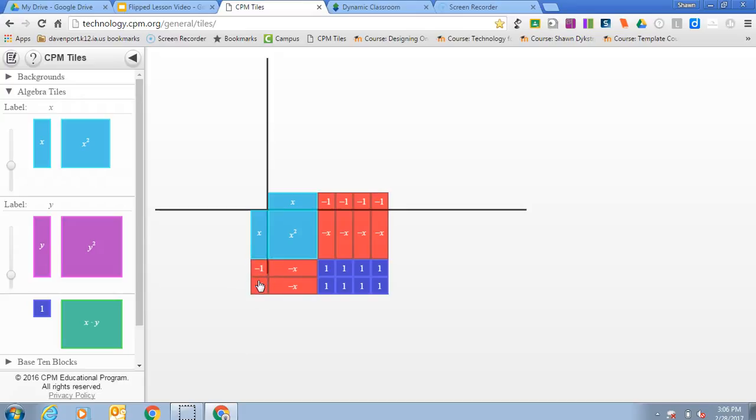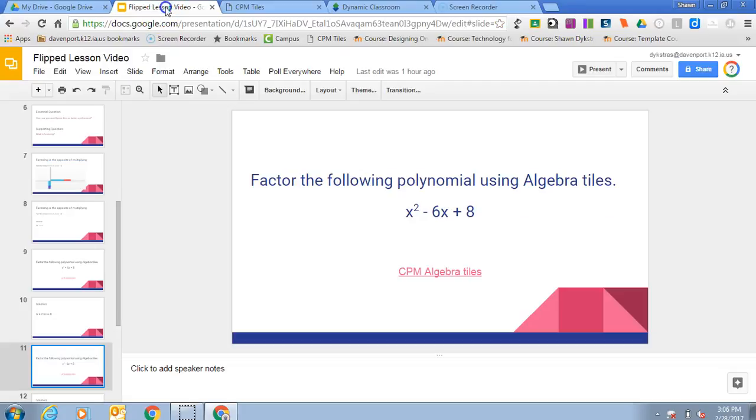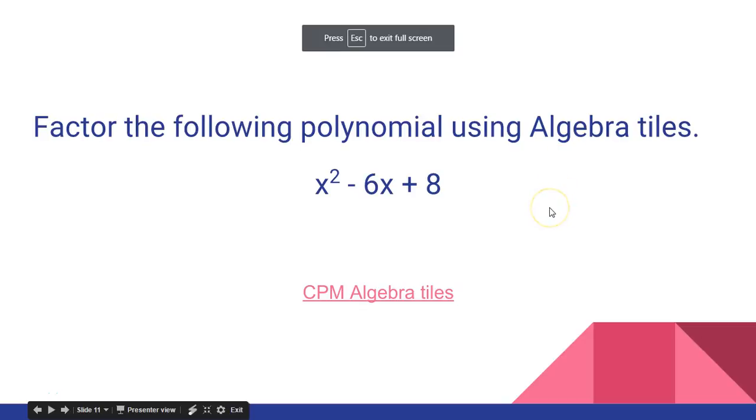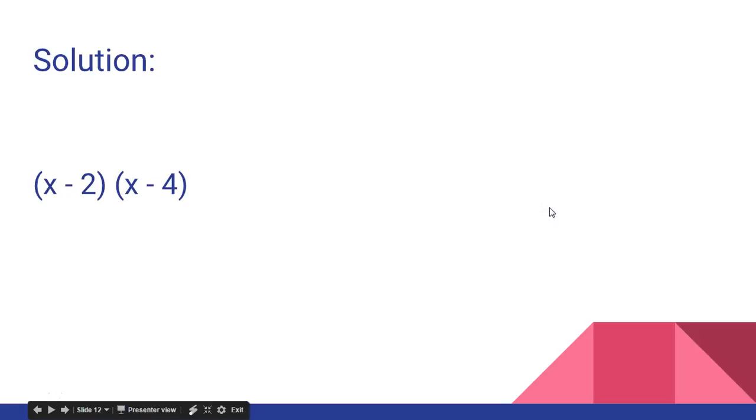If you double check your work, you'll have x times x, which is positive x squared. We already checked the x times negative 4 to get negative 4x, x times negative 2 to get negative 2x, and a negative 1 times a negative 1 will always give me positive 1, so negative 4 times negative 2 is positive 8. Flipping back to our presentation, you will see that the factored form of x squared minus 6x plus 8 is x minus 2 times the quantity x minus 4.